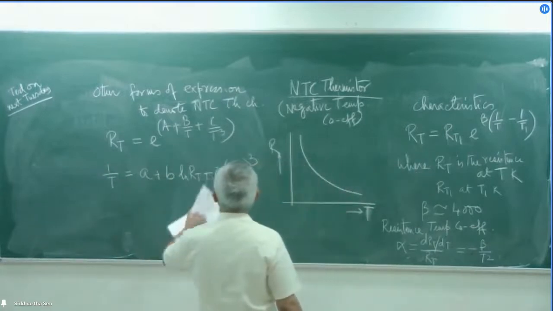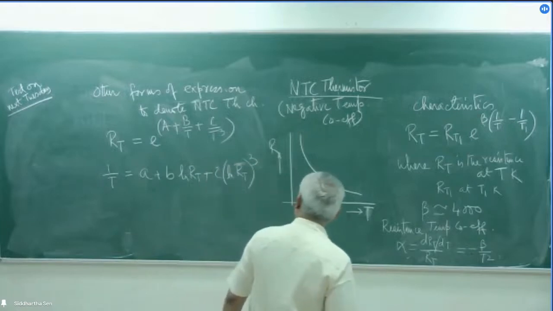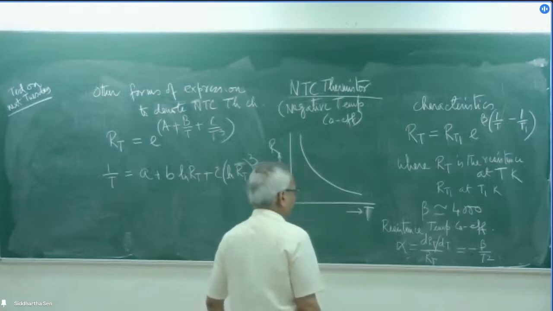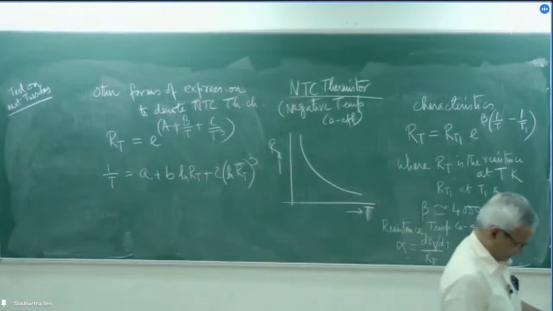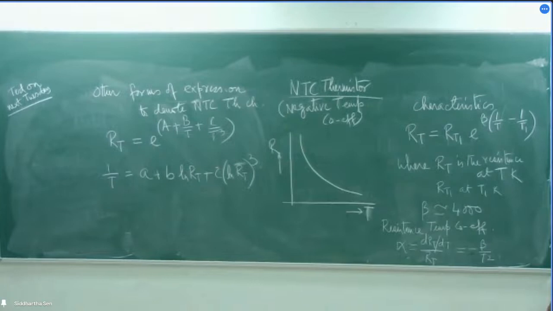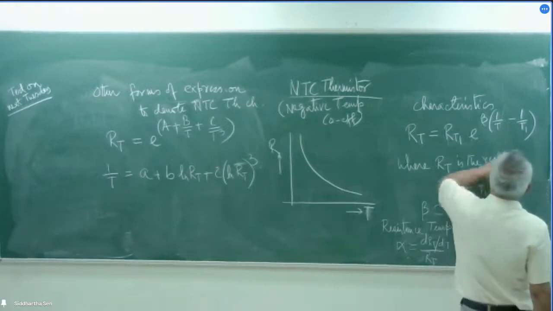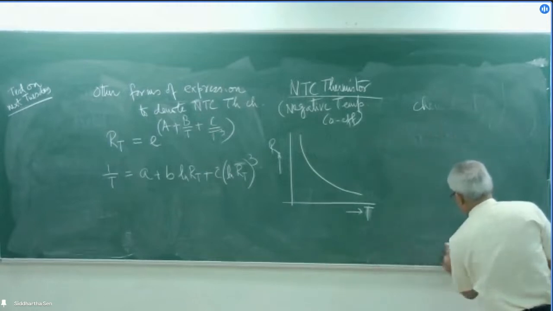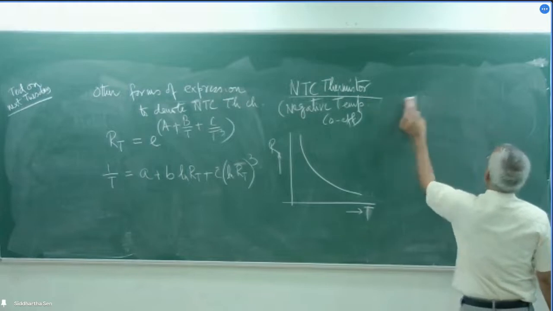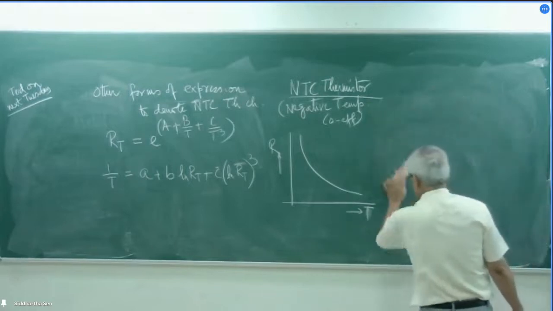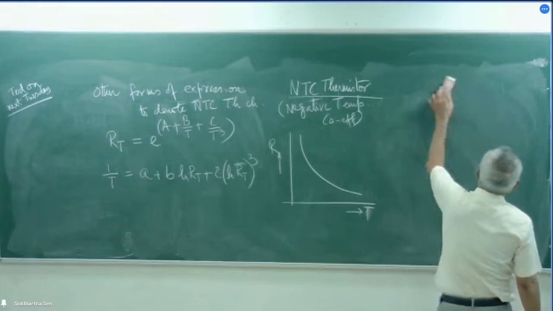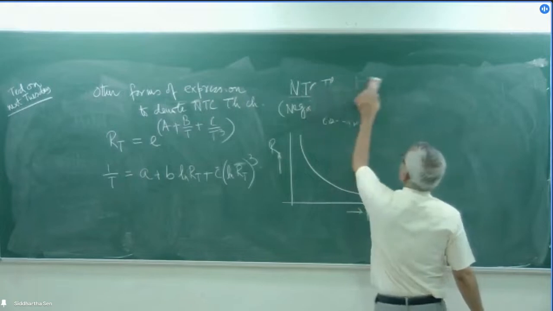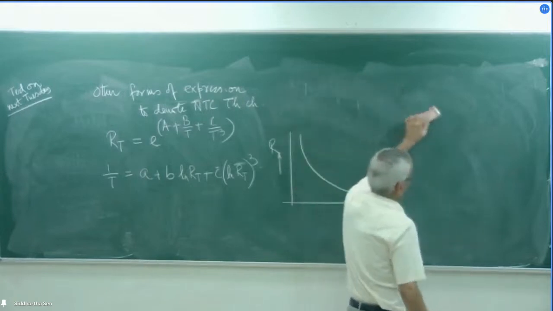Whatever may be the way, this is the most popular one, but you can see they are all nonlinear, and that is an important thing. The thermistor is nonlinear, though the sensitivity is high there. But two features we can easily see: the characteristic of the NTC thermistor is negative.